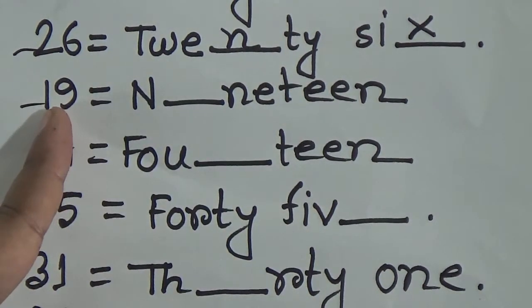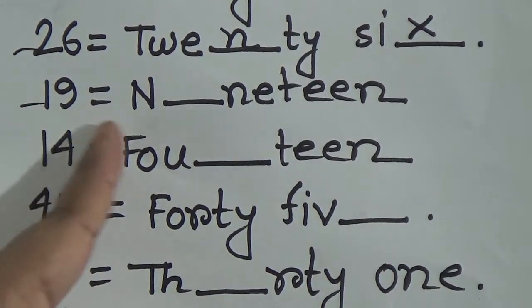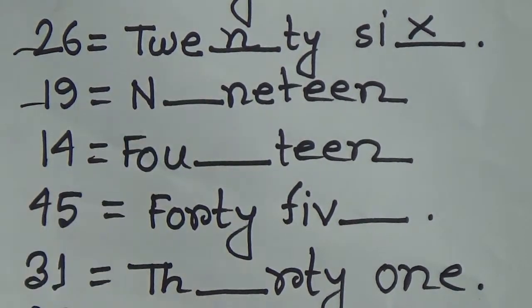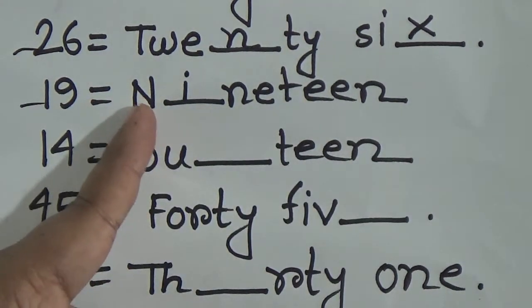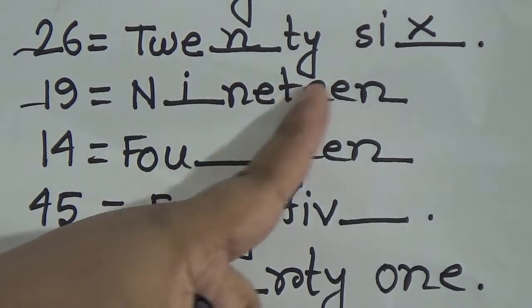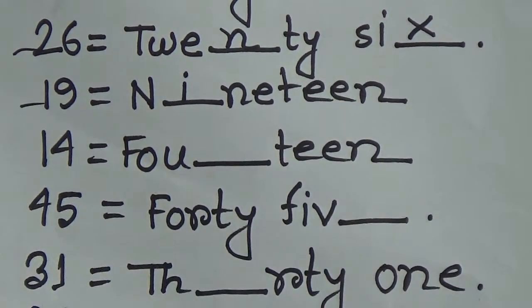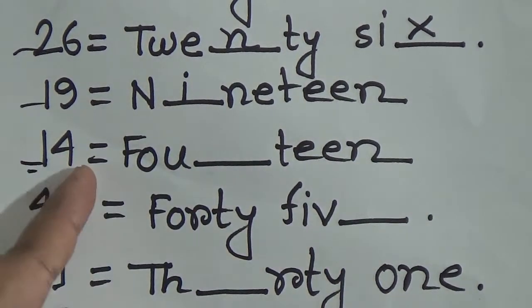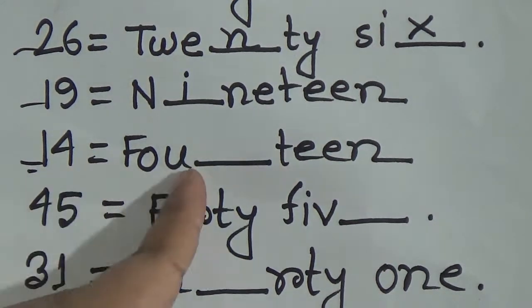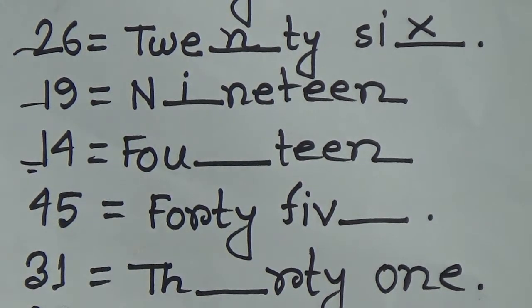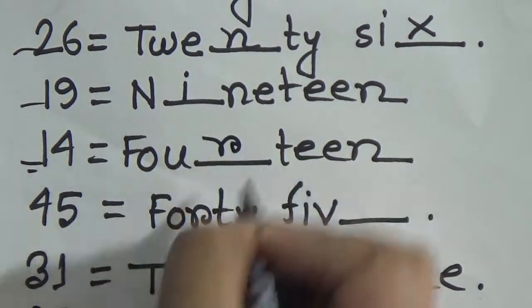What is the spelling of 19? N-I-N-E-T-W-E-N. Here I is absent. So we write I in the gap. So the spelling of 19 is N-I-N-E-T-W-E-N. Okay. Now 14. What is the spelling of 14? The spelling of 14 is F-O-U-R-T-W-E-N. Here R is absent. So we write R in the gap.